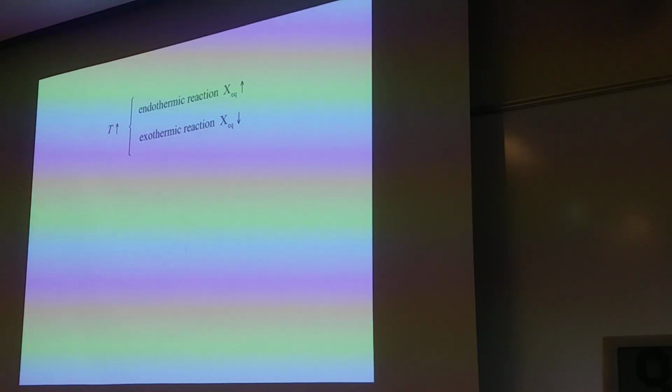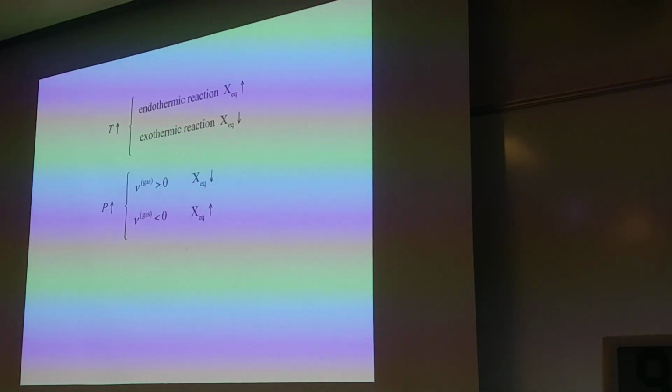As the temperature goes up for an endothermic reaction, that is one that absorbs heat, the equilibrium conversion will go up. As the temperature goes up for an exothermic reaction, the equilibrium conversion, other things being equal, will go down. So that's one consequence of the so-called Le Chatelier principle.